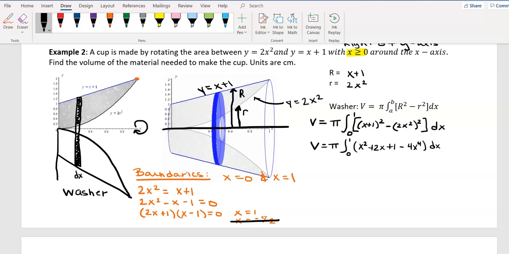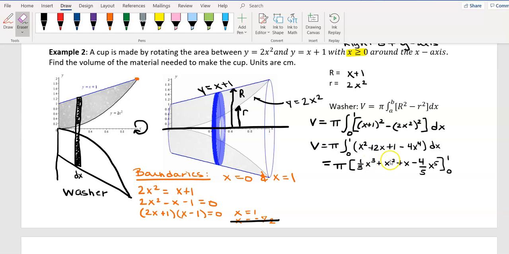So now we have the volume equal to pi times the integral of x squared plus 2x plus 1 minus 4x to the fourth. So we need to take the antiderivative of that, which would be pi times 1/3 x cubed plus x squared plus x minus 4/5 times x to the fifth. And what you did to get this again is you add 1 to your exponent and then divide by that new exponent. So that's what we did.